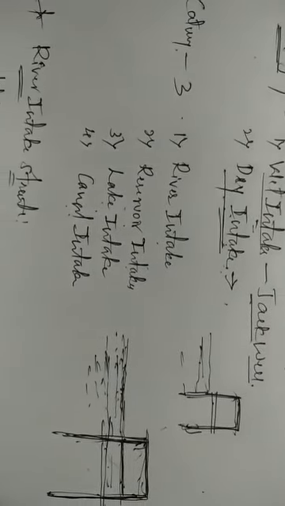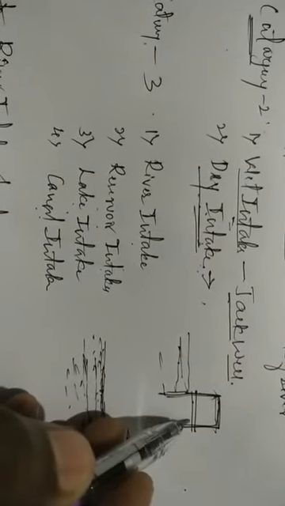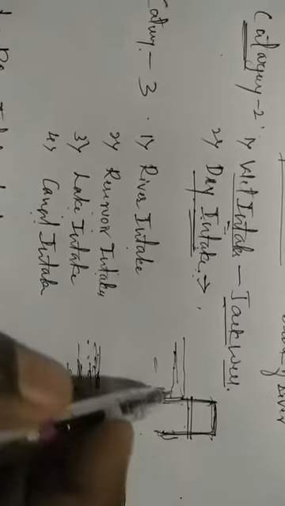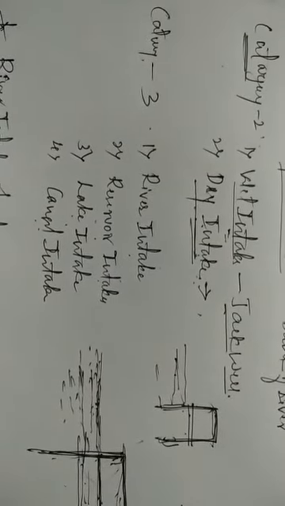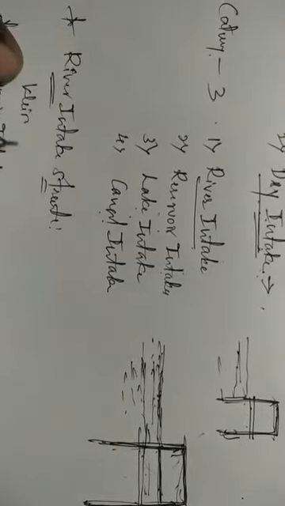And means only to operate the valves provided in the intake structure. For that reason, we are constructing some types of structures, which are called wet and dry intake structures. Next, let us start with category 3, that is river intakes.